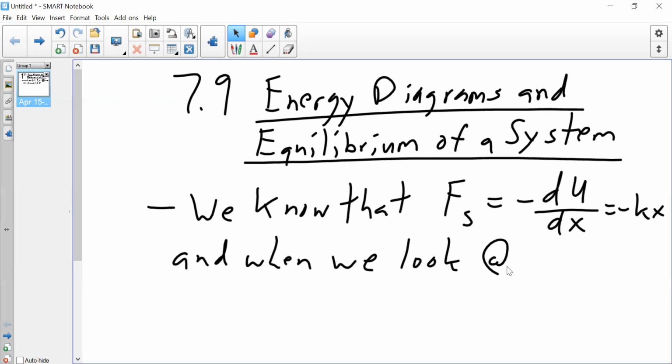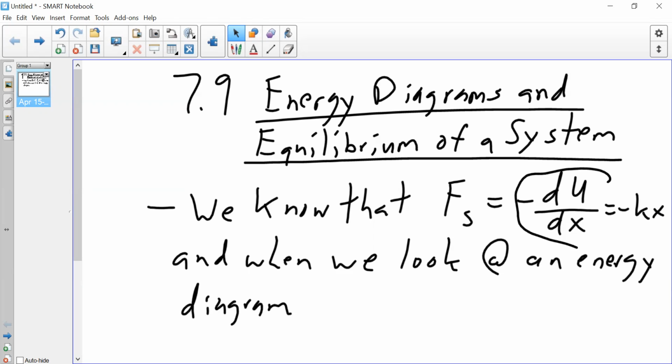And when we look at an energy diagram of u versus x, because this is just a u versus x graph that we're going to be taking the slope of to get the force, right? The minus sign is already out there, so if the slope is negative, this whole thing becomes positive. And we'll look at it even from a simpler point of view. It's all basic stuff.